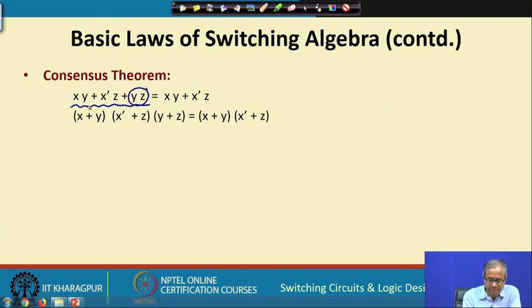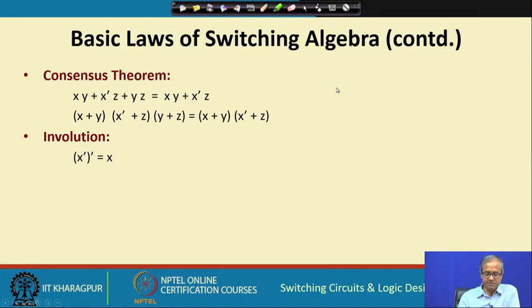Same thing if you interchange and and or: if you have x plus y, if you have x bar plus z, you also have y plus z, this y plus z you can drop, just these two, these are equivalent. So, the consensus theorem means this: if you have 3 such terms, one of the terms you can straight away drop. This you can prove, try and prove.